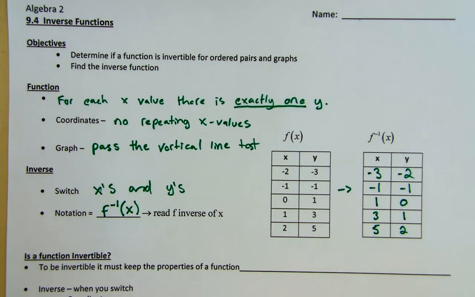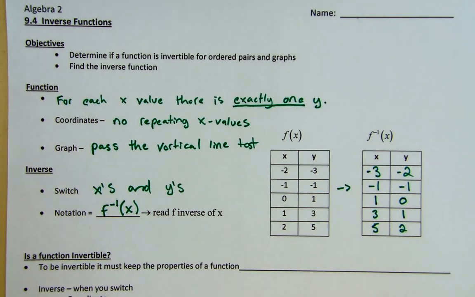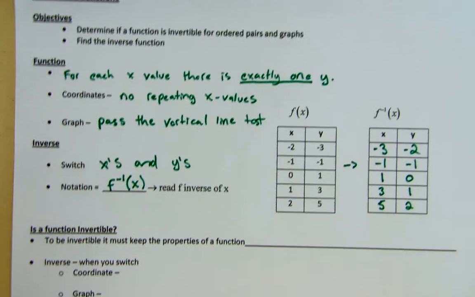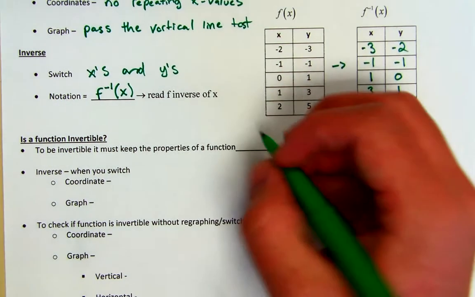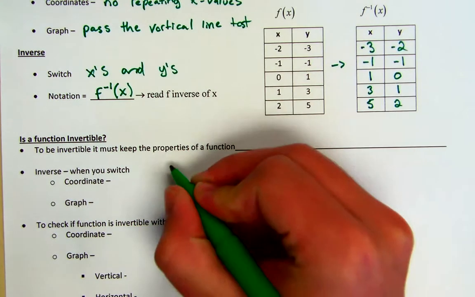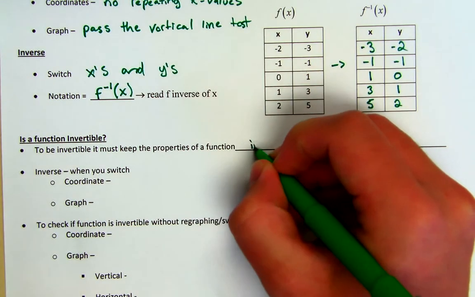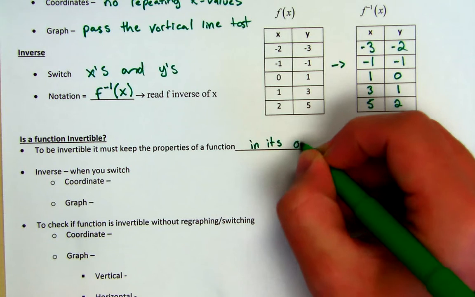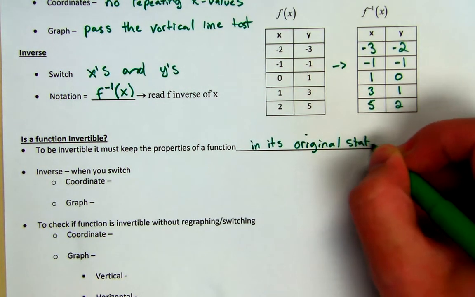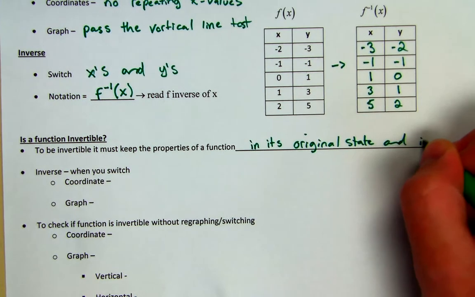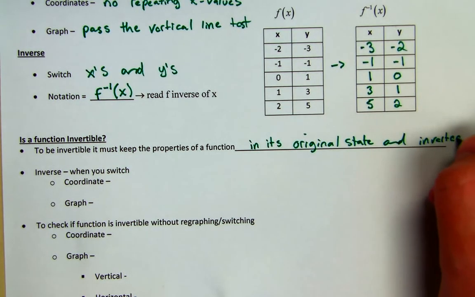So how do we determine if a function is invertible? For a function to be invertible, it must keep the properties of a function in its original state and inverted state.